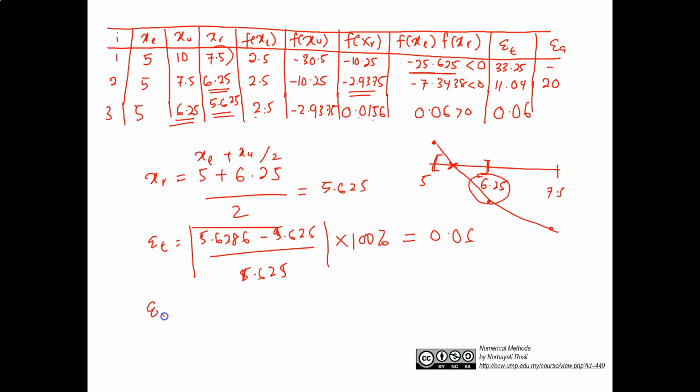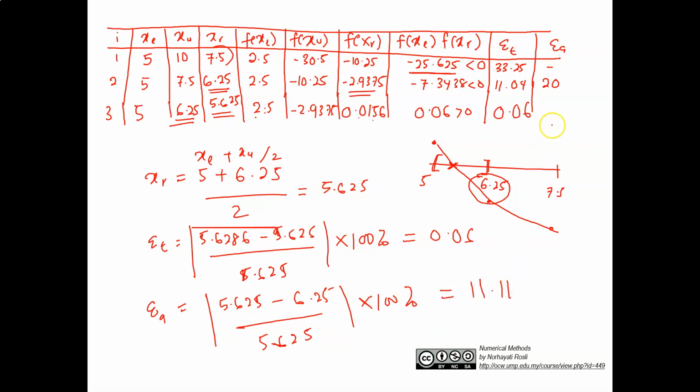And then we can compute epsilon a using formula. The current solution, this one, minus previous. So minus this one, which is 5.625 minus 6.25 divided by 5.625 and then times 100%. We'll got here the answer equal to 11.11%. So this one is like 11.11%. So class, it comes to the end of finding roots by using bisection method.